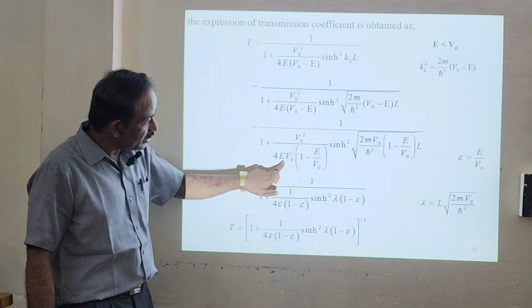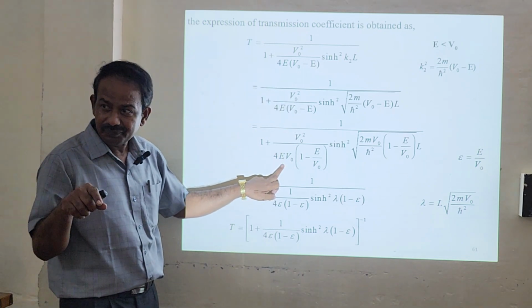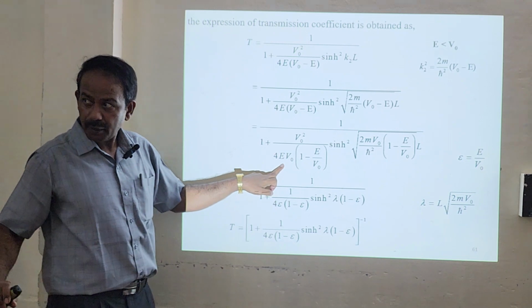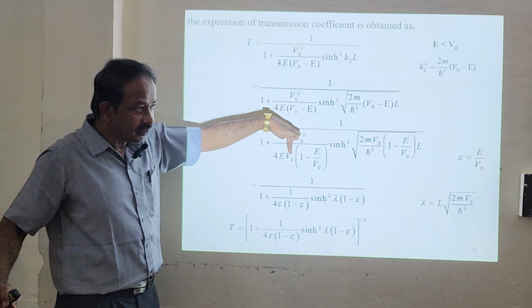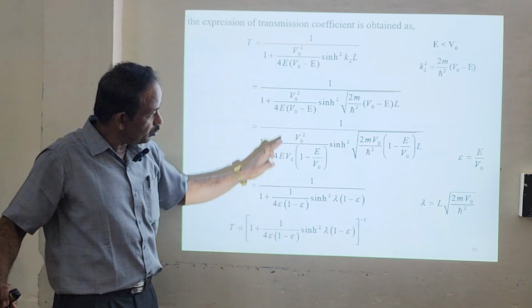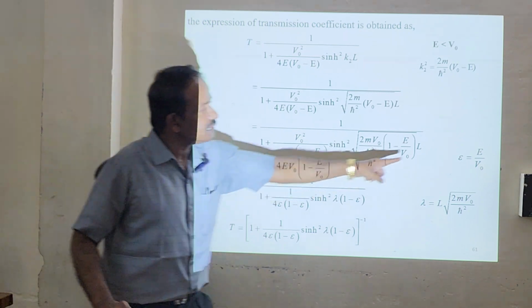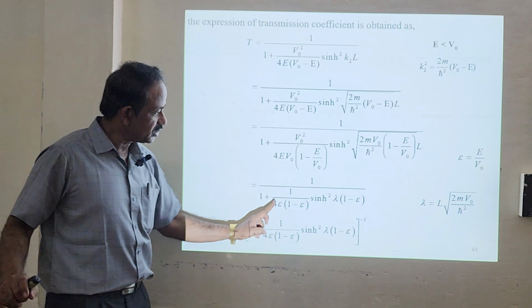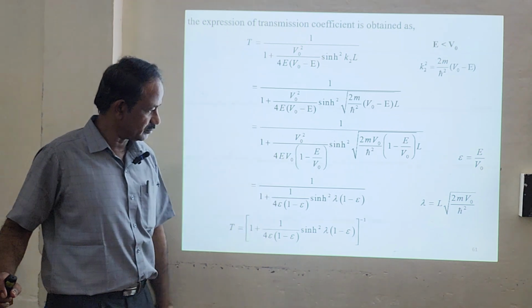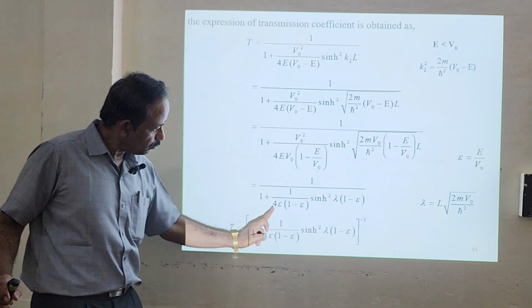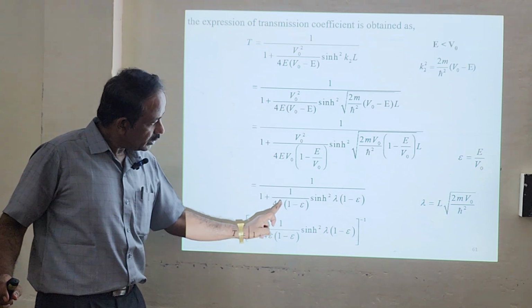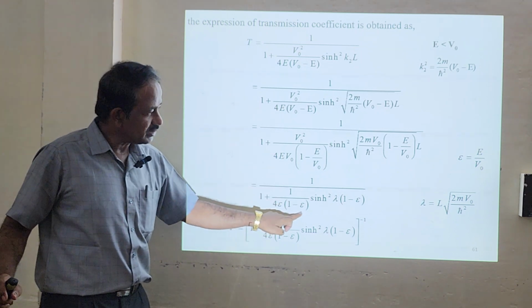This V naught I am going to bring down, that will be E by V naught. Is it okay? This V naught squared, V naught will get cancelled. This V naught I am going to bring to the denominator, E by V naught. E by V naught is nothing but epsilon. So this becomes epsilon, so epsilon into 1 minus epsilon. Right, so you have 4 epsilon 1 minus epsilon.